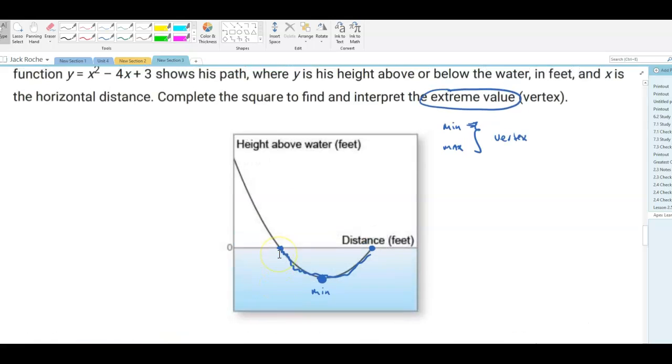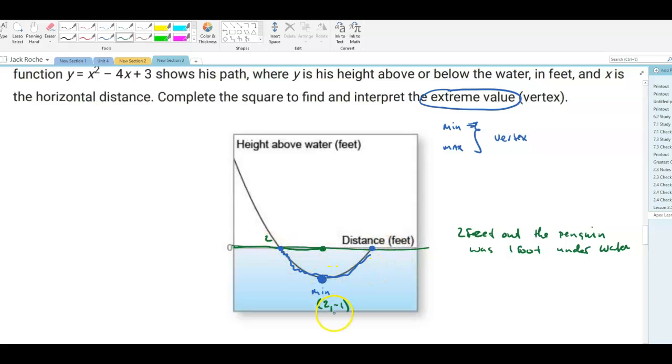So now if we go back up here, we see the minimum is at 2, negative 1. What that means is at 2 feet out, the penguin was 1 foot under water. Okay, because if this is your height, at this point he was 1 foot underwater. Okay?